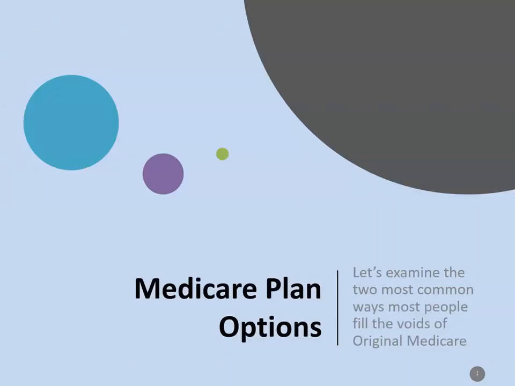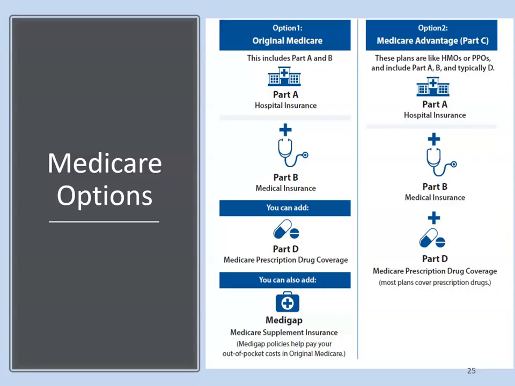So now let's go into the Medicare plan options. Okay, let's examine the most common ways most people fill the gaps or the voids of original Medicare. This is where we start getting into the Part C program. All right, so we have two options when it comes to Medicare. Option one is to keep your Part A and Part B, which is the original Medicare.